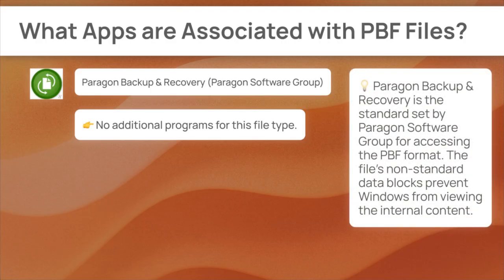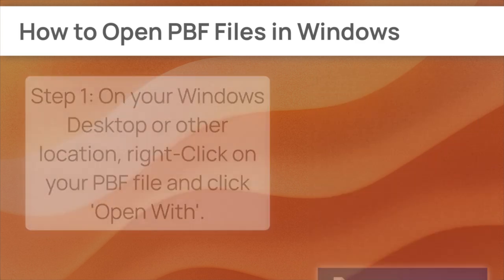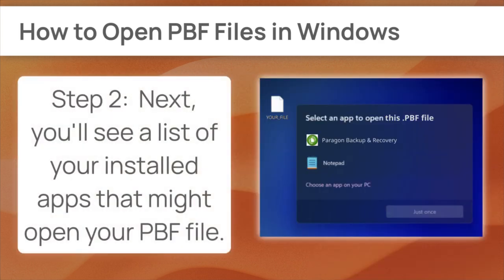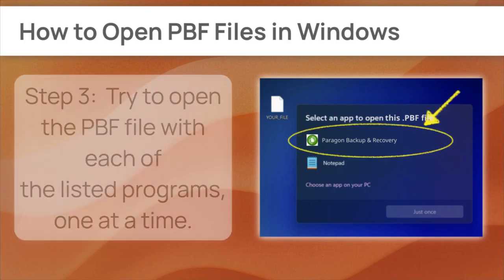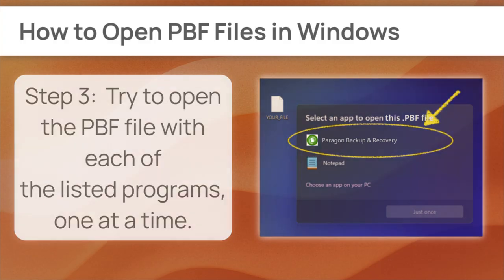Only a dedicated file viewer can bypass the simple header errors in this format. Windows provides partial information, so understanding the contents requires relevant tools. To resolve the application failure, right-click your PBF file and choose Open With. Check for Paragon Backup and Recovery and test it first. If it's missing, select another program from the list. We need a successful file association.